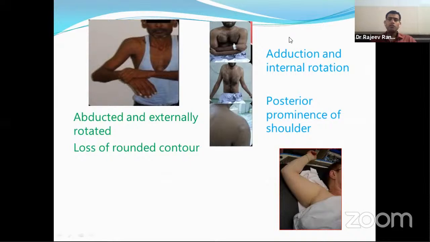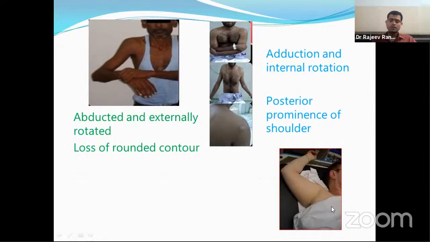In case of posterior dislocation, as we can see in this condition, the right shoulder has a posterior dislocation. The patient presents with a position which is called the sling position. That is, there will be adduction and internal rotation of that shoulder. And similarly, the patient will be holding the affected arm with the opposite hand. And there will be posterior prominence of the shoulder.